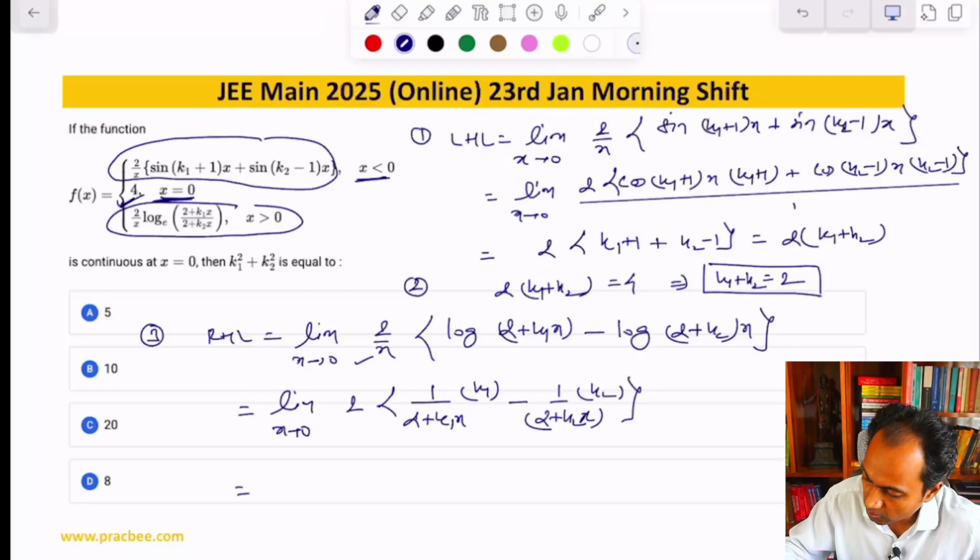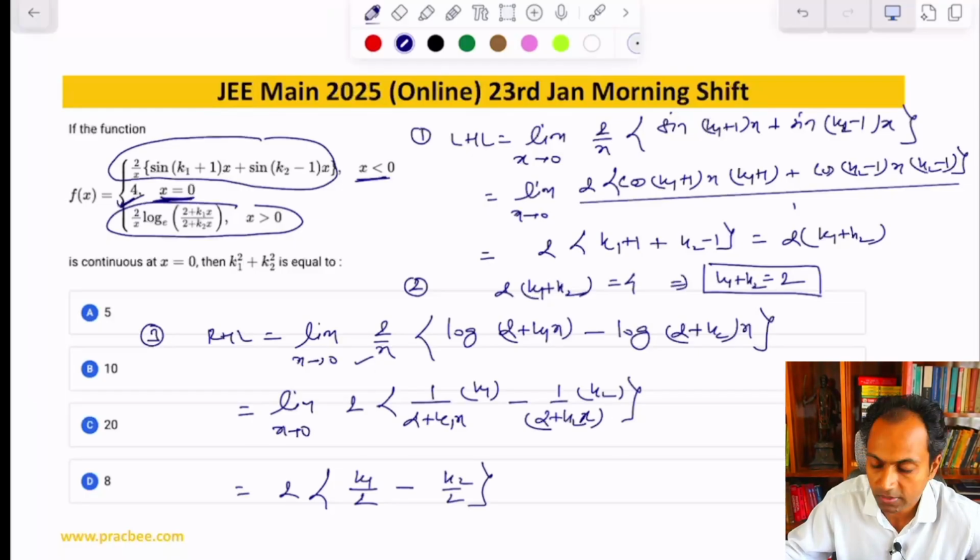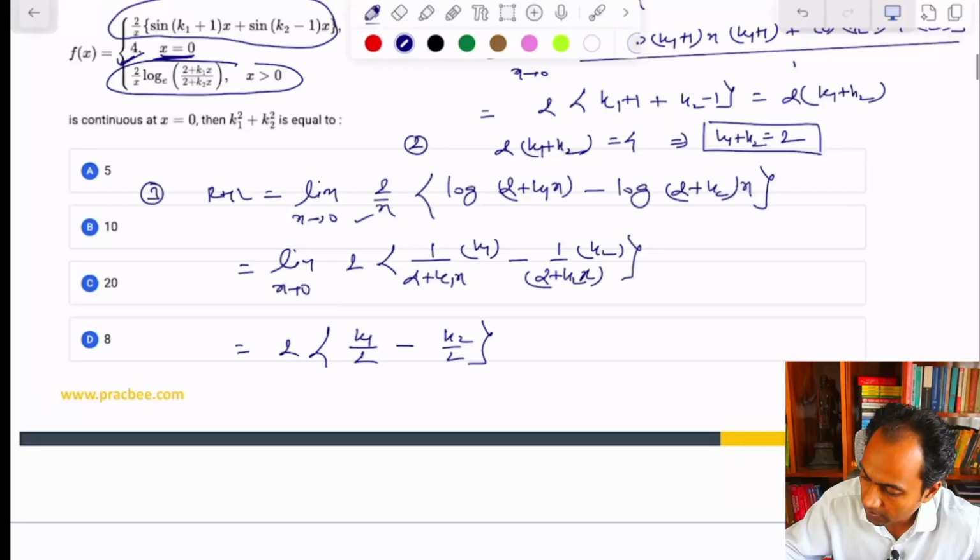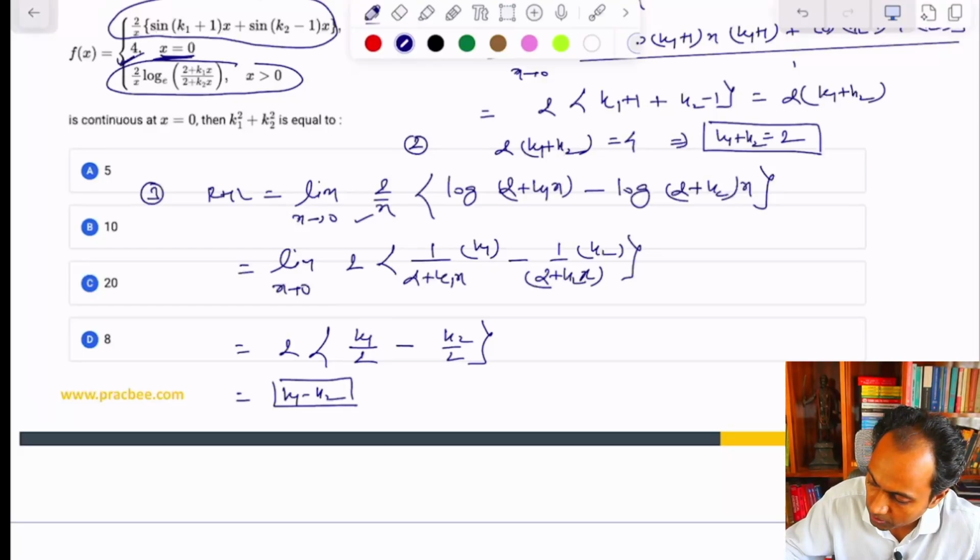If I put this value of x as 0, this comes out to be 2 times k1 by 2 minus k2 by 2. This is what we are getting. So in short, we got this value as nothing but k1 minus k2. Now this will also be equal to value of function at that point, that is 4. So k1 minus k2 also comes out to be 4.